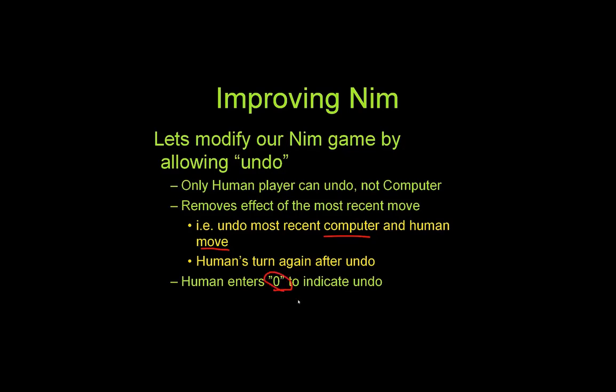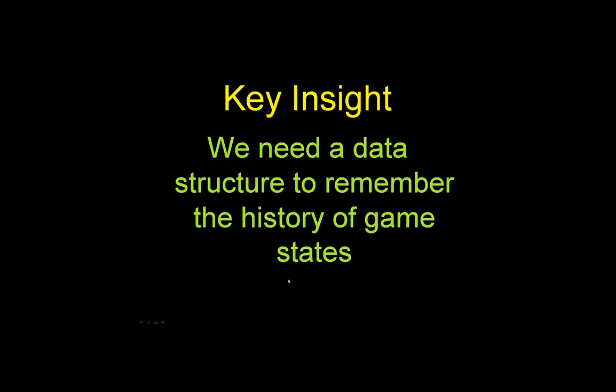So remember in the game, typically what happens is that the human gives the power number, and then after that you will choose the number of coins, right? So when you choose 0 power, you undo. So the key insight now is that we need to keep a data structure to remember the history of the game states. So how will you do this?